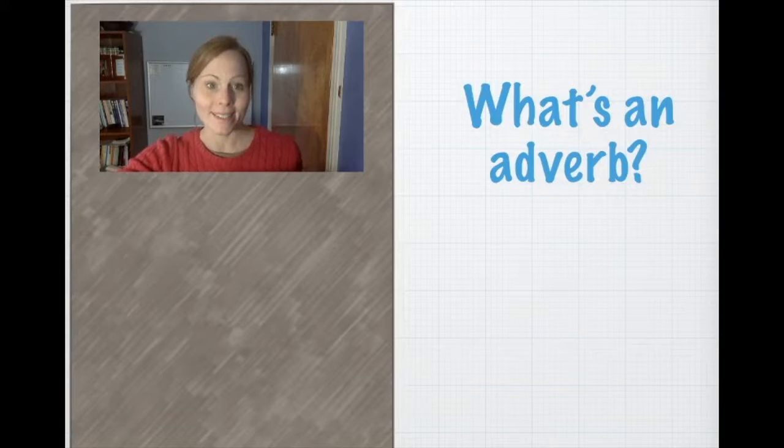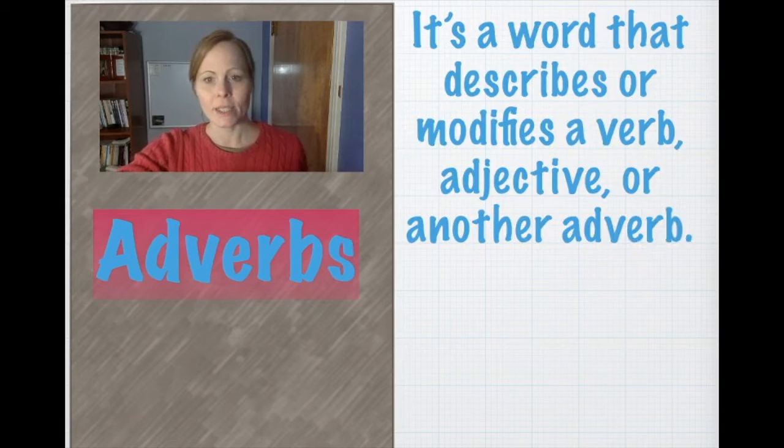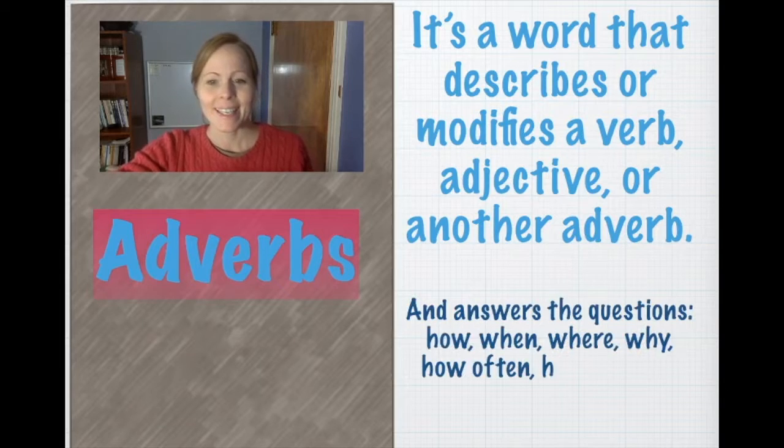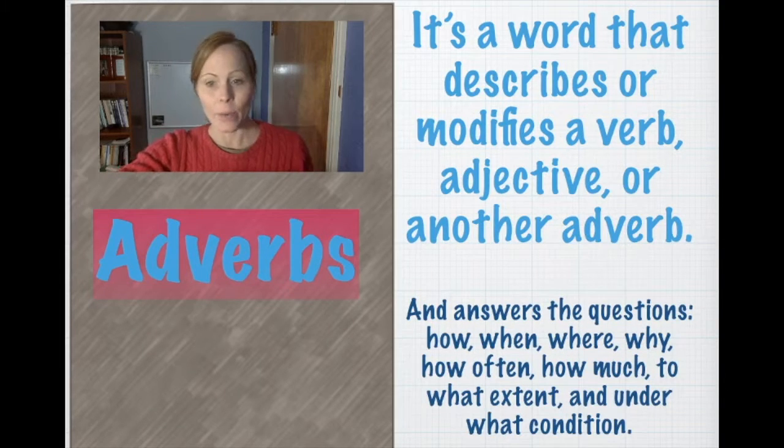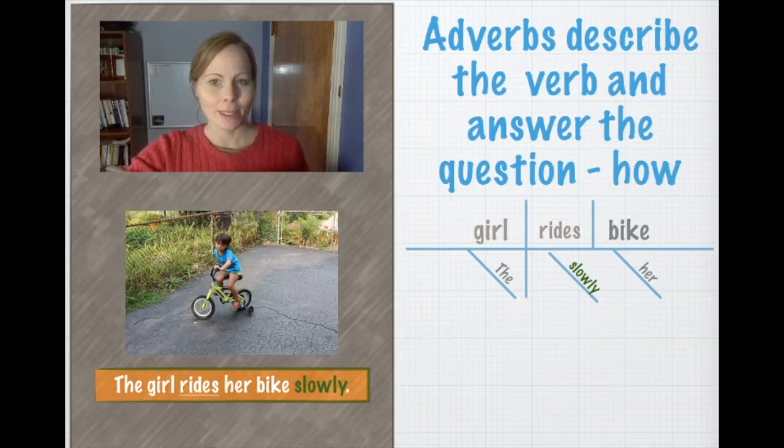Okay, so what's an adverb? It's a word that describes or modifies a verb, adjective, or another adverb. It answers the questions how, when, where, why, how often, how much, to what extent, under what condition. So as I mentioned, adverbs describe the verb and answer the question how. As in this example, the girl rides her bike slowly.